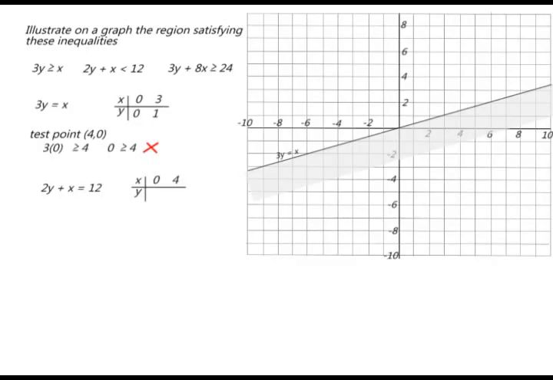When x is 0, y will be 6. When x is 4, y will be 4 as well. That is the line. Where do we shade? Now we can take the test point 0, 0. Substitute it. 2 times 0 plus 0 is less than 12. 0 is less than 12. That is true, and so that point lies on the wanted side of the line. We shade the other side.